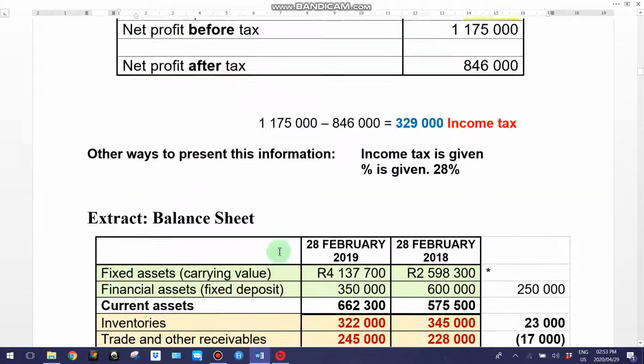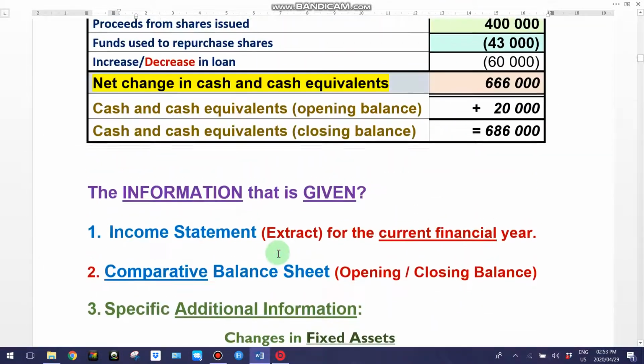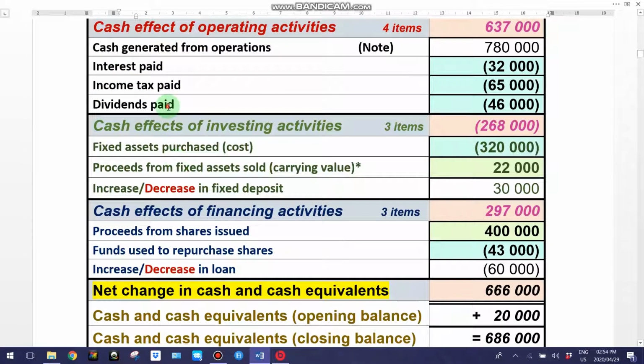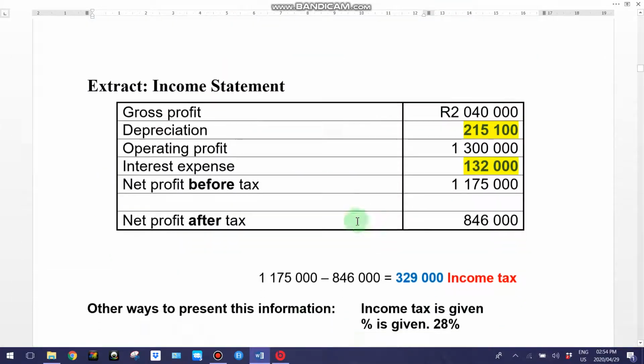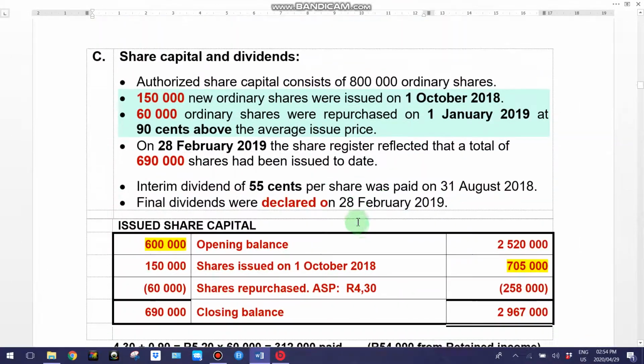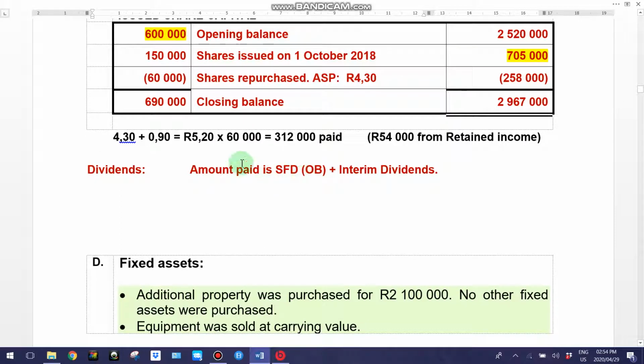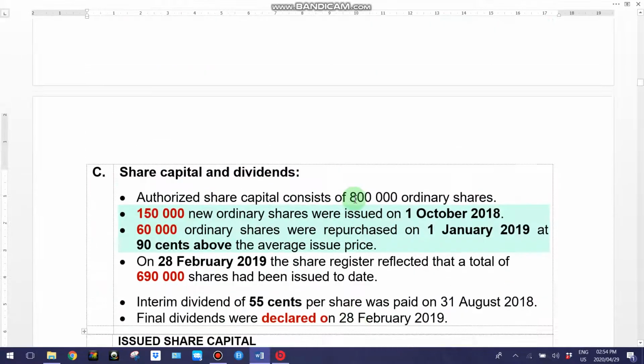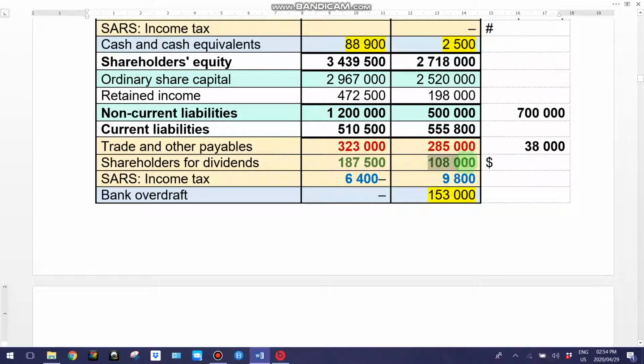So when you look at the dividends paid on this note here, it's going to be quite simple for you. The dividends paid is always going to be equal to the amount that is due at the beginning of the financial year. How much did we owe the shareholders at the beginning of the year? You see this amount here, 108. That will always be part of the amount that was paid to shareholders, dividends paid.